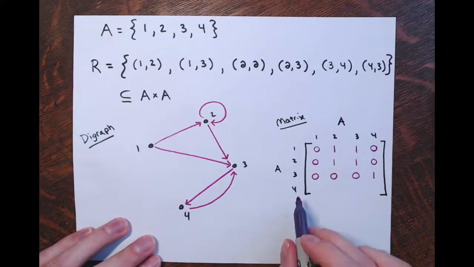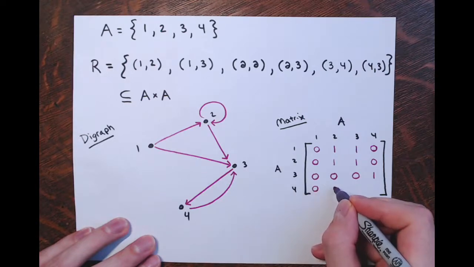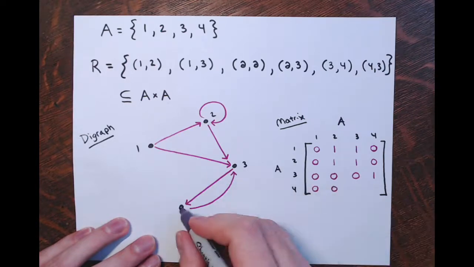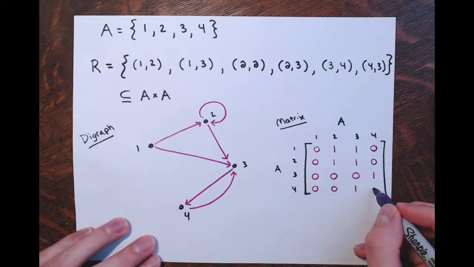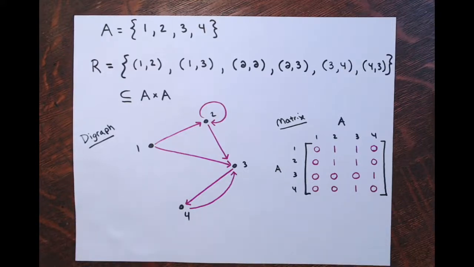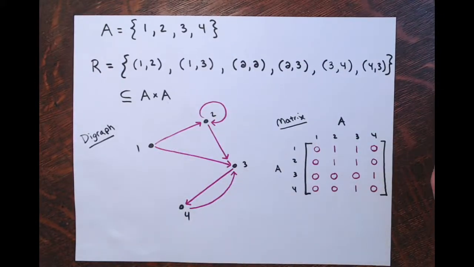And finally for the row for 4, 4 to 1? Nope. 4 to 2? Nope. 4 to 3? Yeah, there's 4 comma 3. And then from 4 to 4, no, there's no self loop on 4. And there's a matrix representation of the same relation. 3 different ways to picture the same relationships.